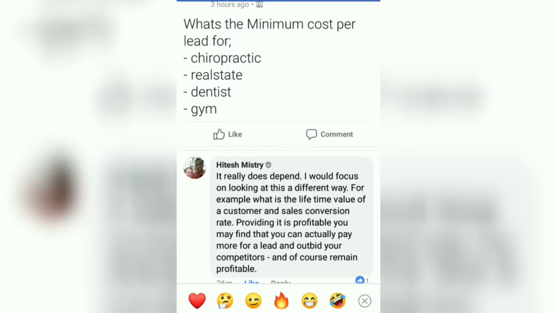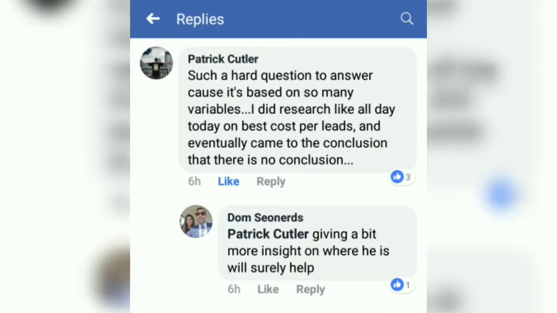A lot of people were just not really helpful, but the ones that were helpful, I would definitely like to share what they said. So Hitesh tells us that it really depends upon the lifetime value of a customer and the sales conversion. You can pay as much as you like for a lead, but it depends upon what you're making out of it. If I'm paying $10 for a lead and make $1,000 of it, I won't mind. But if I'm paying $5 and making $25 out of it, it doesn't look like much. But still, we're in profit.